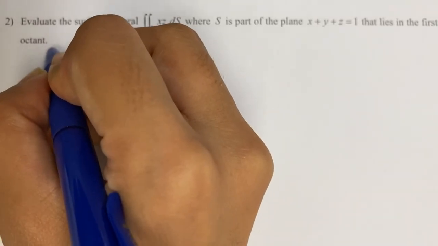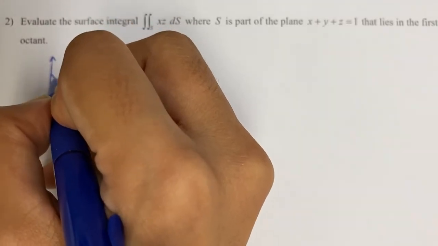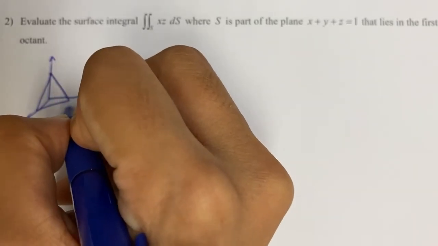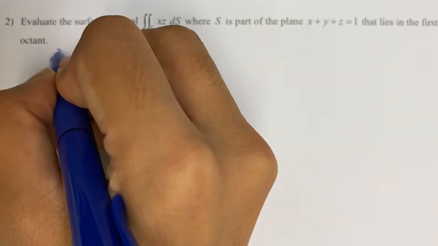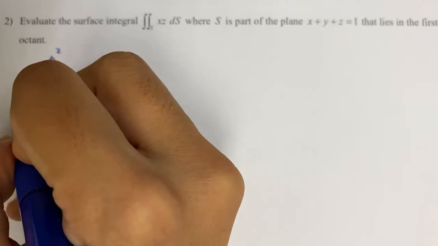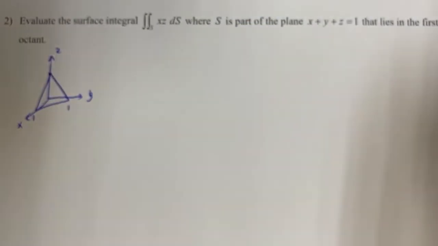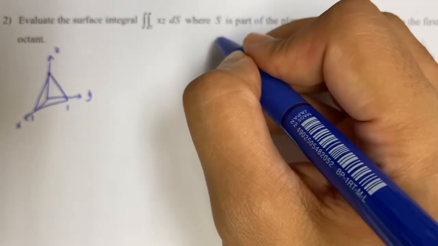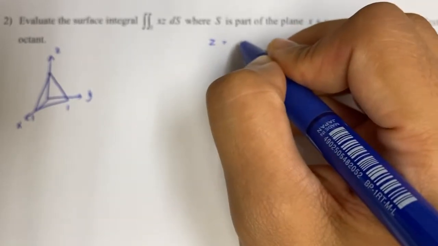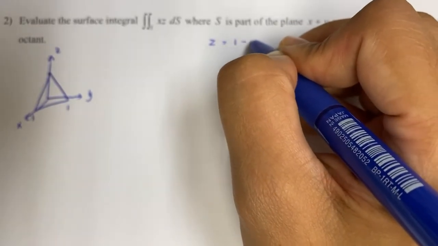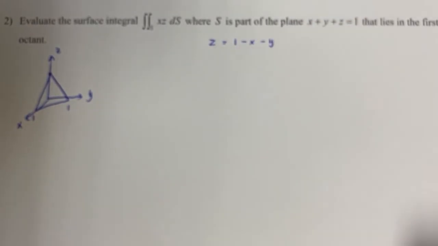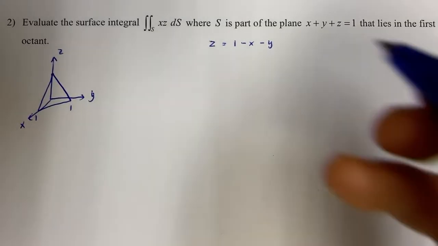Okay, x, y, z equal to 1, 1, 1. Okay, z, y, and x. If we write z in terms of x and y, z is equal to 1 minus x minus y. Okay, and then we need to find what is del z over del x and del z over del y.